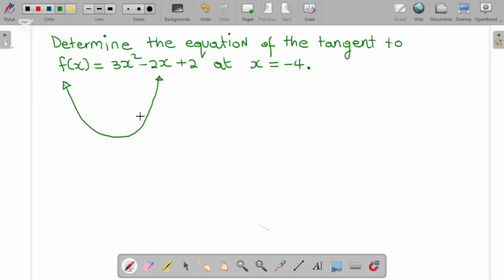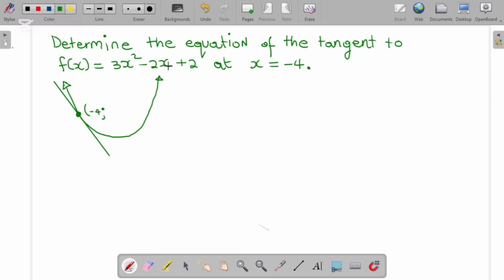And then somewhere along this parabola at -4, we have a point where we will have a tangent, because they are saying at x equals -4. We will have a tangent. But we know the x value is given as -4. So what we are trying to do is to determine the equation of this tangent. But to do that, we will need to know the gradient at x equals -4. How are we going to do that?